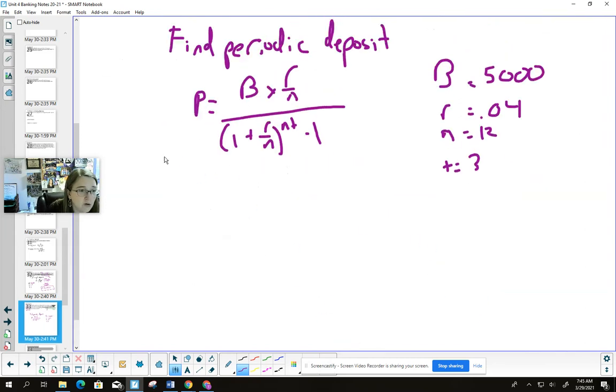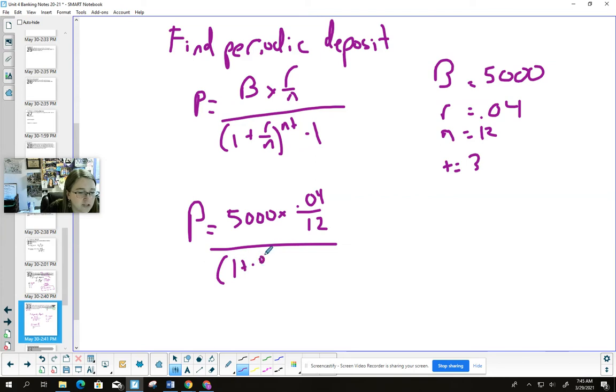So I want you to take a moment. I'm going to go ahead and write this out. I'll give you a second to write it out as well, and then go to the calculator, and then we can come back and check what we get. Okay, so 5,000 is B times R over N, 0.04 divided by 12, all over 1 plus 0.04 divided by 12 to the 12 times 3, minus 1. And again, I'm going to go ahead and do this because I can't put that in Desmos that way. 12 times 3 is 36. But if I didn't know that, obviously, I could go to a calculator. So let's go ahead and plug this in.